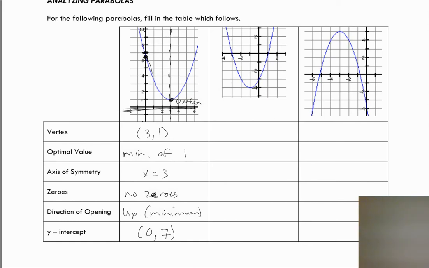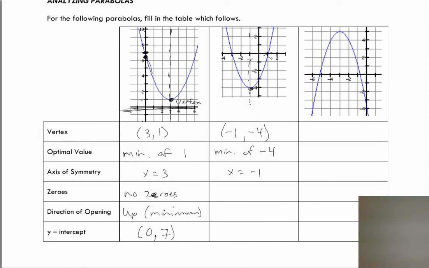Okay, the next one. Where's our vertex? Right here. So we're at -1 on the x and -4 on the y. We have an optimal value, so we have a minimum again of -4. On the y it's a -4. What's our axis of symmetry? Coming through the center here, we are at x equals -1.